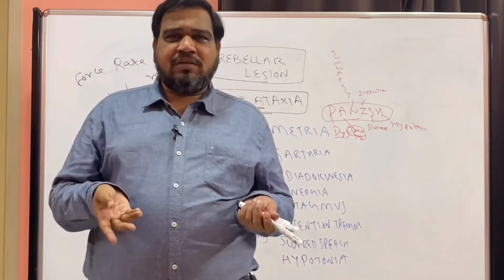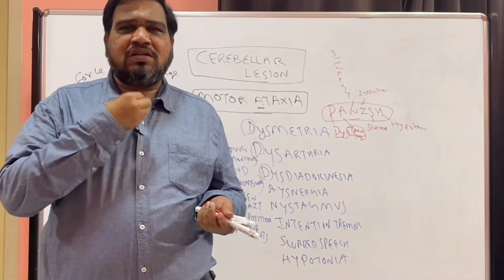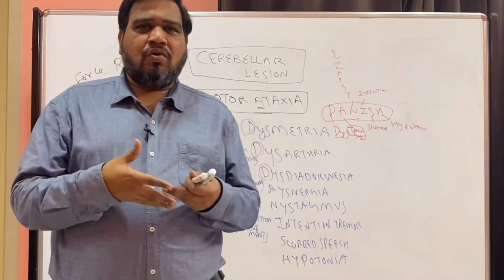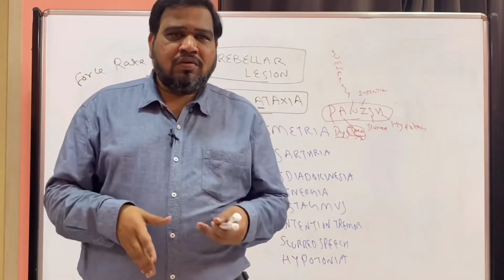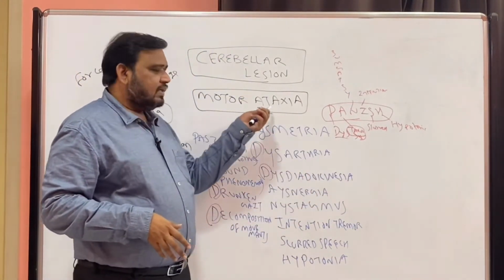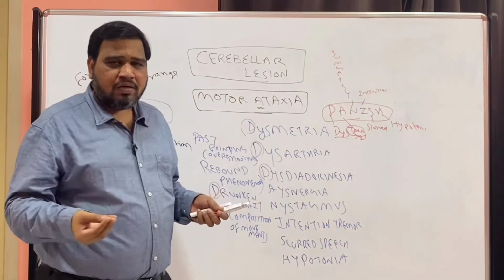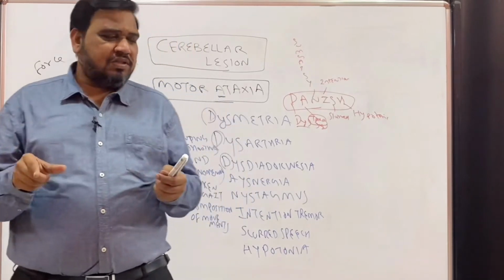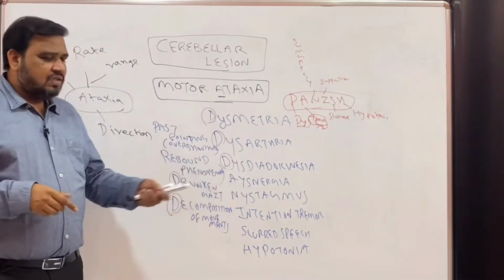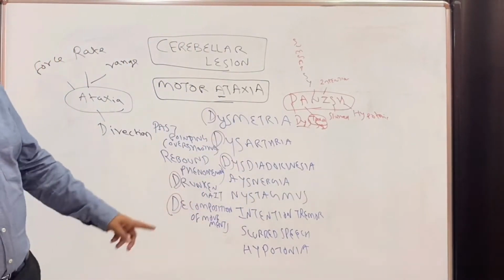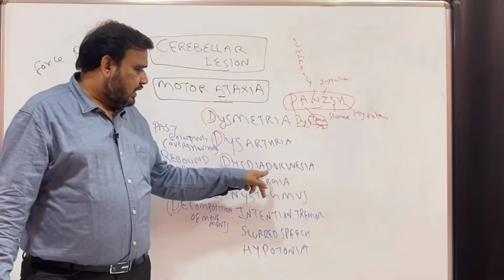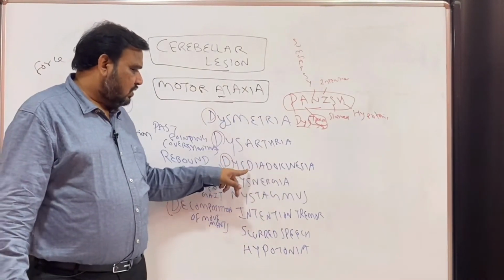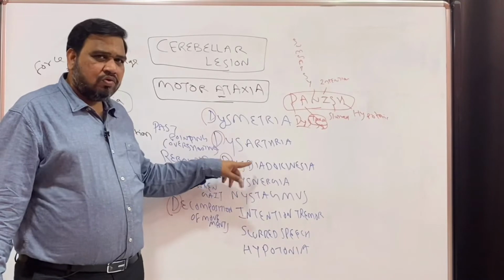For speech, the vocal cords and the muscles of speech are involved, so there also coordination will be missing. As I told, there is motor ataxia, and speech is also a type of motor movement, so speech is also affected. There is slurred speech or scanning speech. Then dysdiadokinesia. Kinetic means movement. Adiado means alternate movements, and dis means not able to do. So I again repeat.